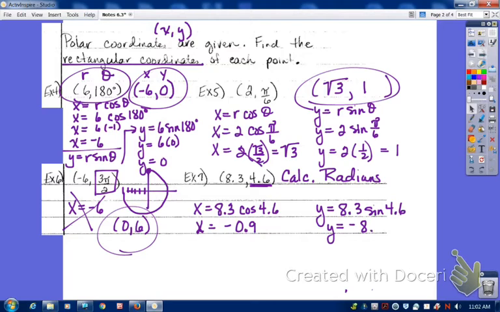Negative 8.2. So your rectangular coordinate for 8.3 comma 4.6 would be negative 0.9 comma negative 8.2. Now that one's kind of hard to check. We could do it if we had to. We talked about some radians in one of those WebAssign problems. So what quadrant would 4.6 radians be in? The third.